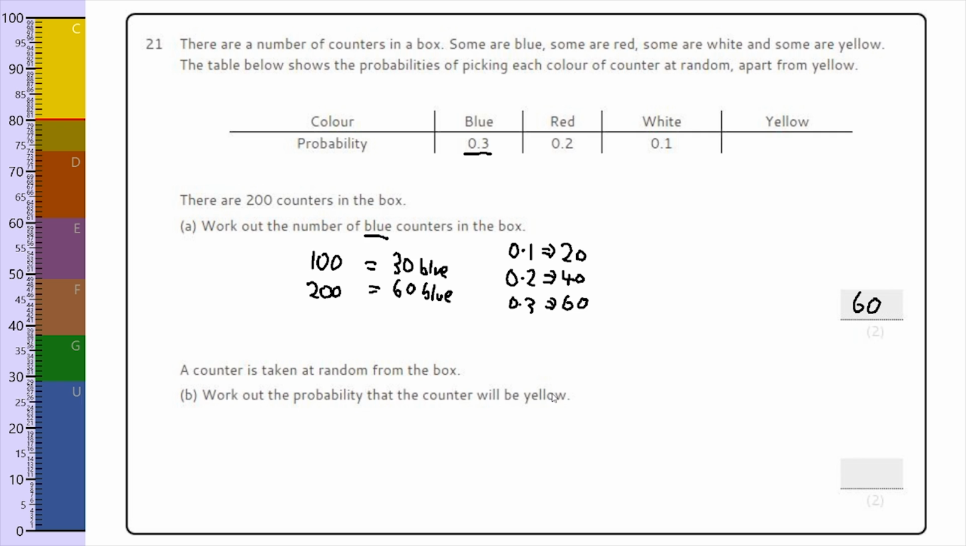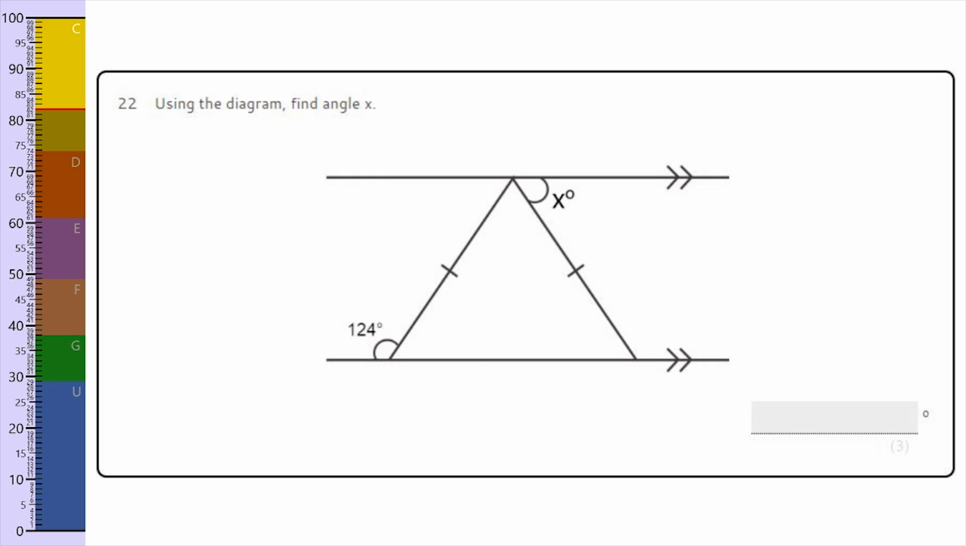Now this is on mutually exclusive outcomes. It just means that these have to add up to 1. So if I add all of these up, so 0.3 plus 0.2 plus 0.1, if I add them all up, I get 0.6. And to get to 1, I need to add 0.4. So the missing number is going to be 0.4. Okay, let's move on. So question 22, pause the video now and have a go.